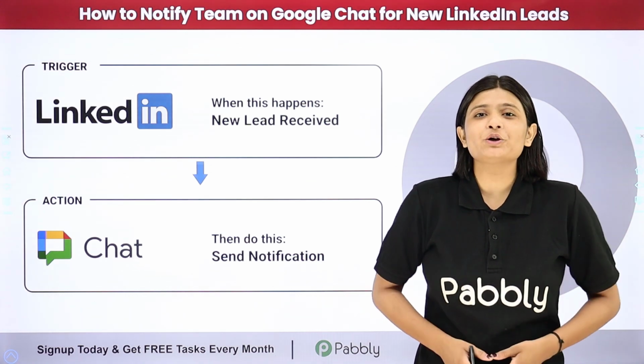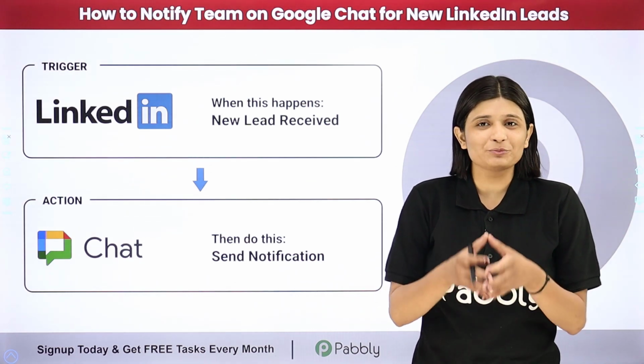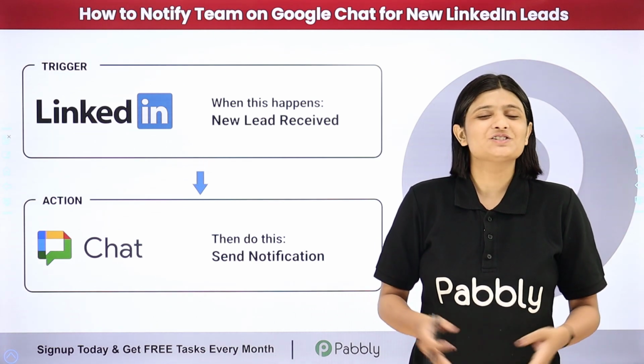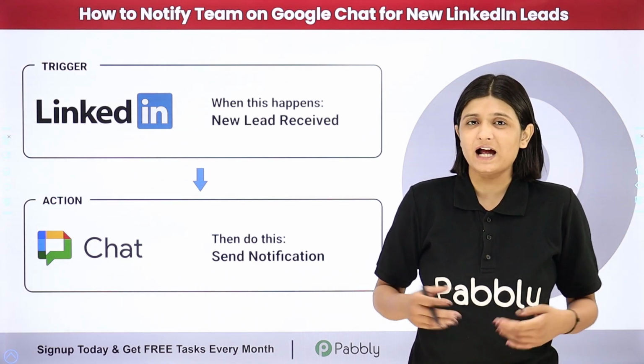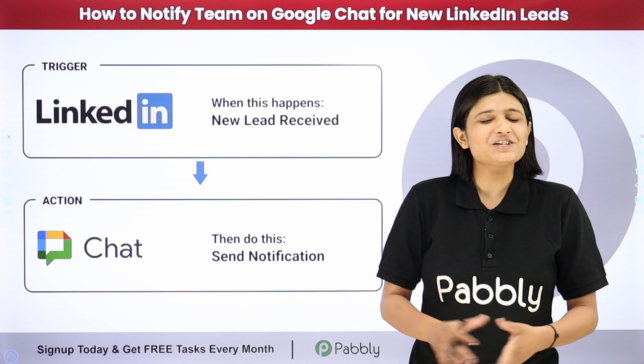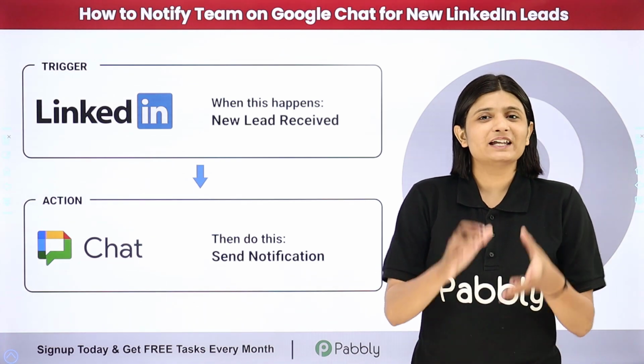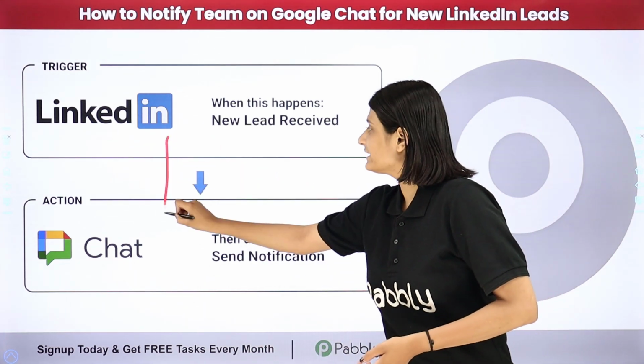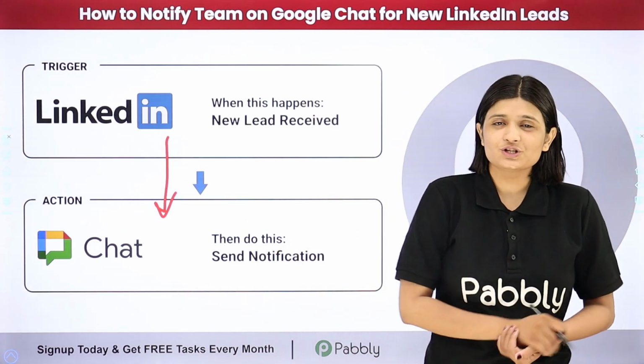I completely want to automate this process, and to do this automation, I'm going to use Pabbly Connect. Pabbly Connect is an amazing automation and integration software which requires no coding or programming skills. Here I just need to build a connection between the LinkedIn lead generation form and Google Chat.